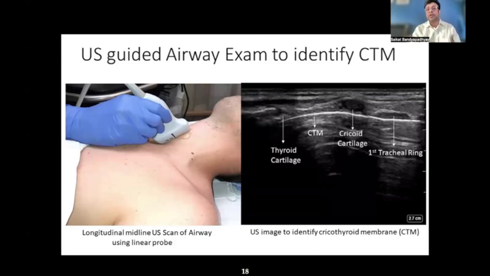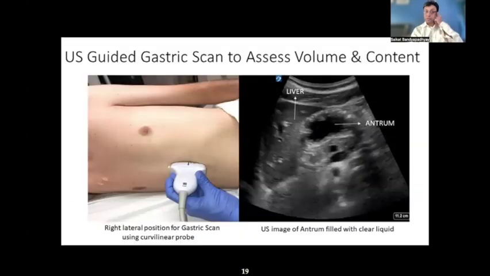So in case of a difficult airway, if you have this knowledge of how the cricothyroid membrane looks, you can probably do a cricothyroidotomy with much more ease compared to if you're blind.